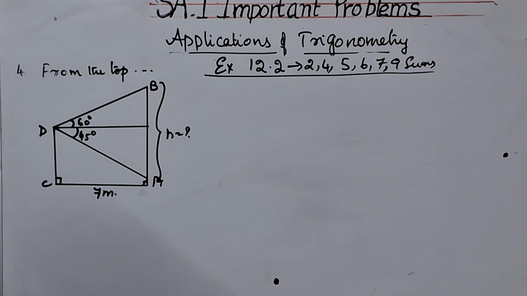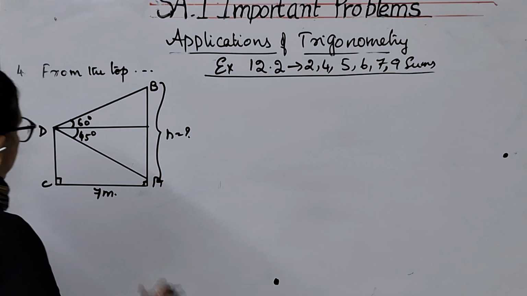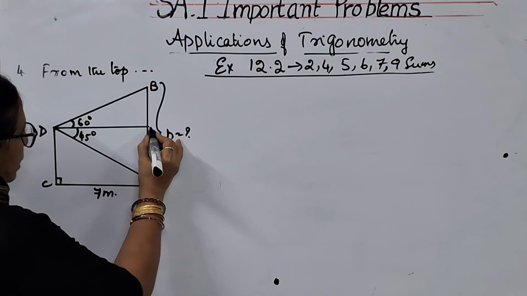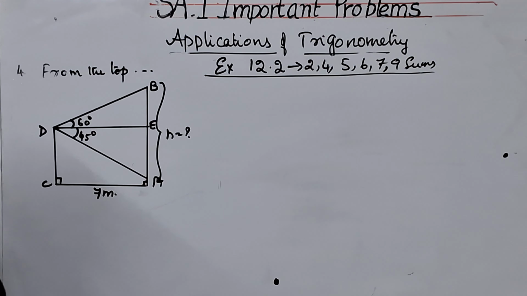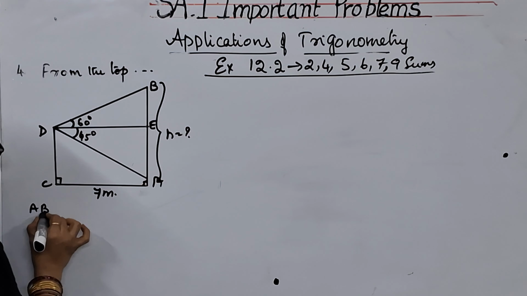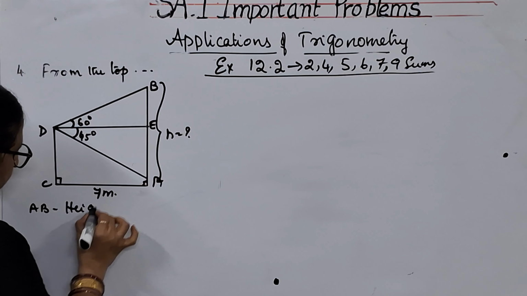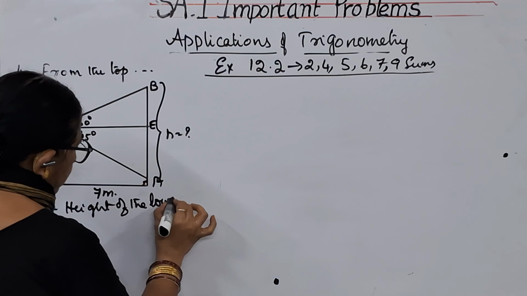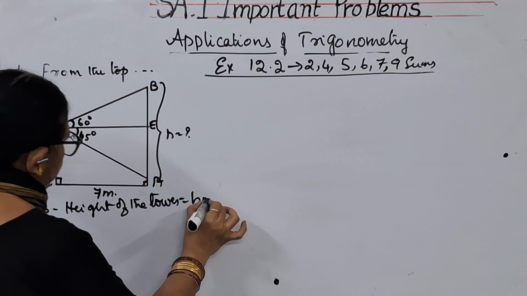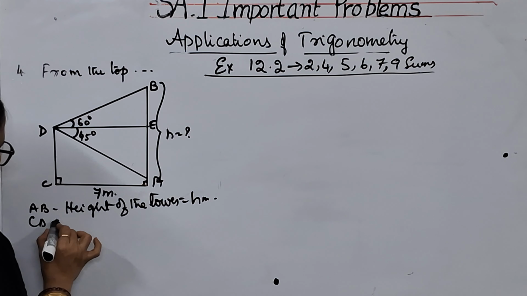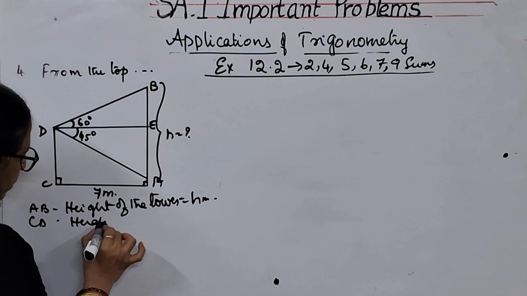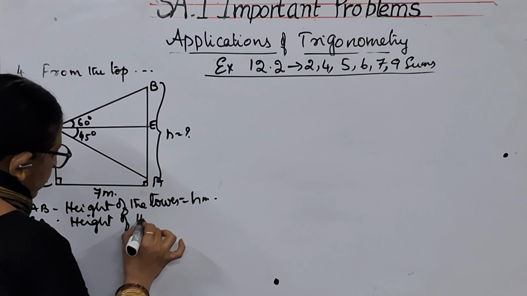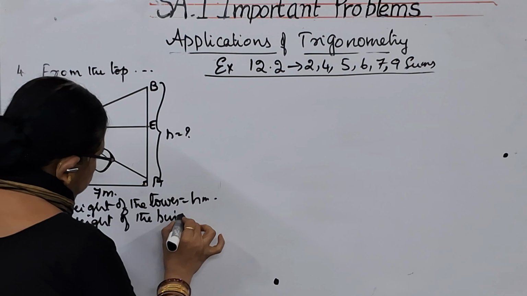Okay, children. Now, did they give any height of the building? They have not given any height, children. So, let me call this point as E. Now, AB is the height of the tower. Let us consider it as H meters. CD is the height of the building.